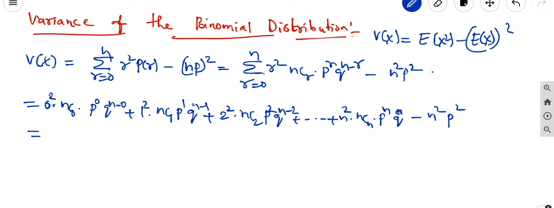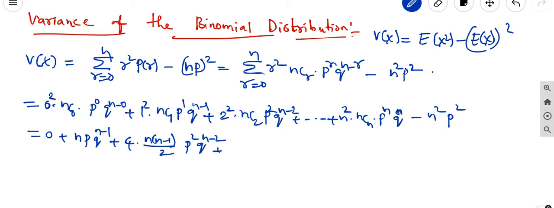It is equal to nC0 is 1, 0 into something is 0, plus nC1 is n, so n p q power n minus 1, 1 square is 1, plus 2 square, nC2 is n into n minus 1 by 2 p square q power n minus 2, plus so on plus n square nCn is 1 p power n q power 0 is 1, minus n square p square.